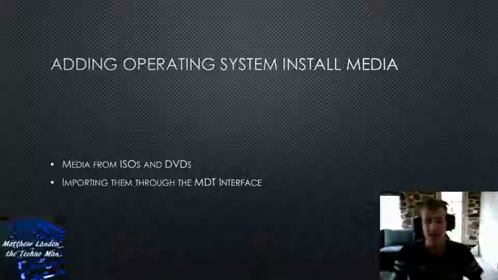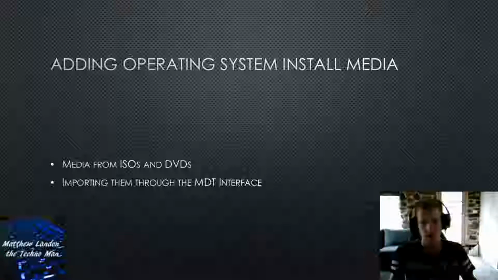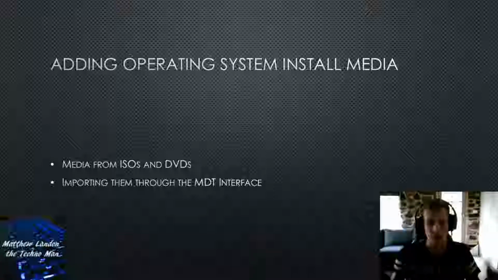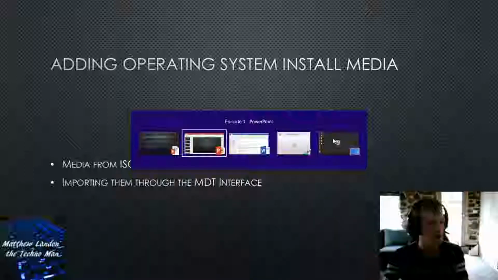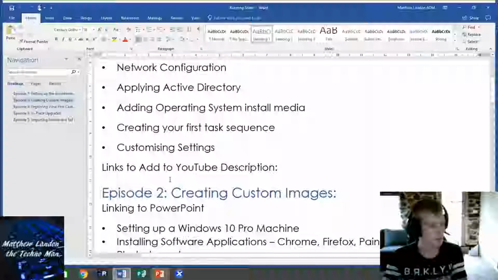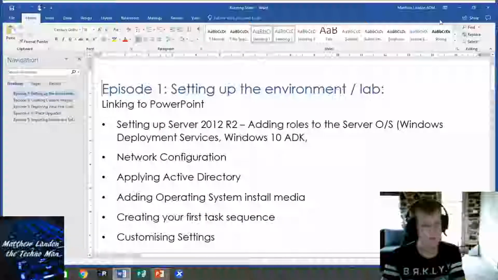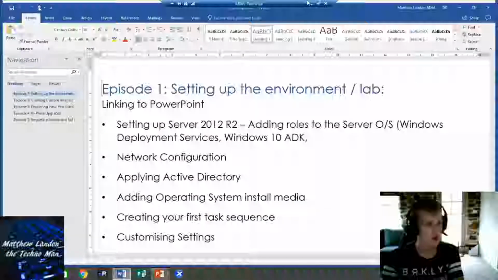So the last thing that we're going to be doing is adding operating system install media. That will be your media from your ISOs, your DVDs, like Windows 7, Windows 8, Windows XP, Vista. I don't care. You can all add them into MDT. And then, of course, we'll be importing them from the MDT interface. So that's today's job, and we'll go ahead and transition over.